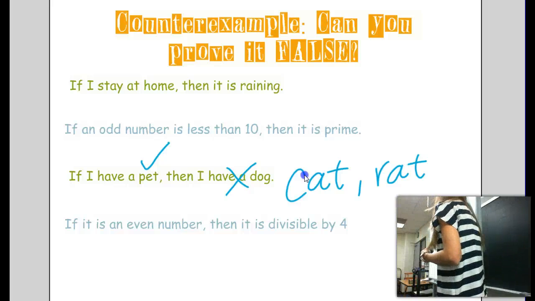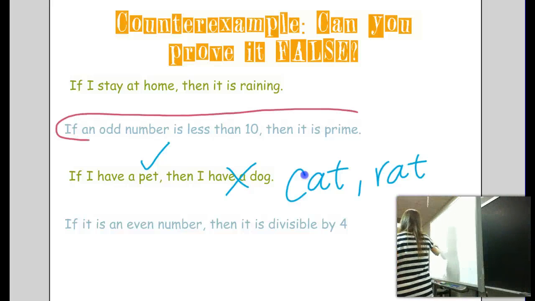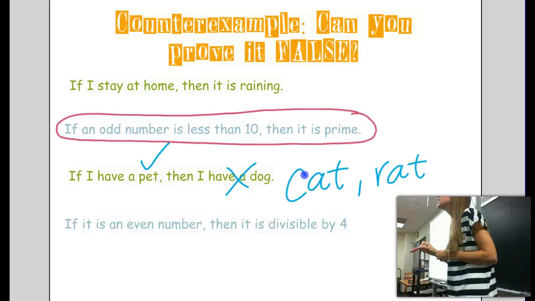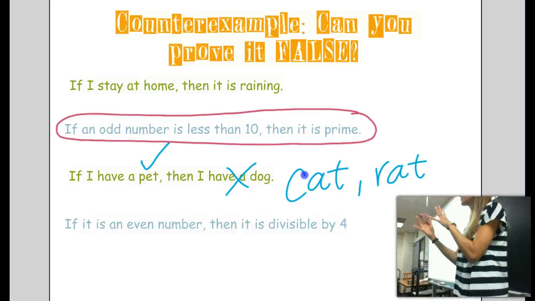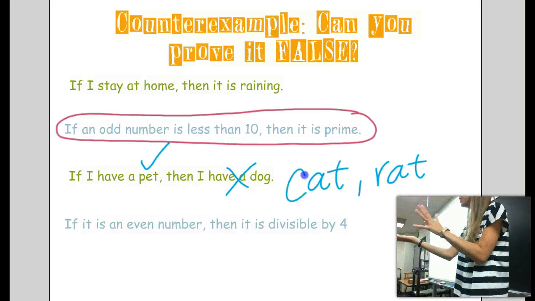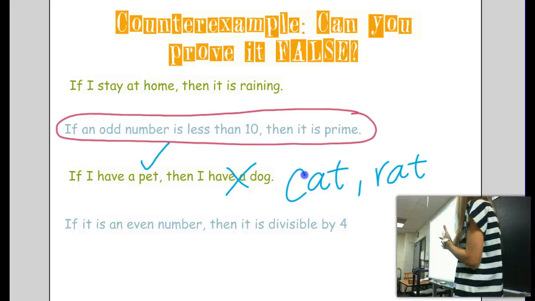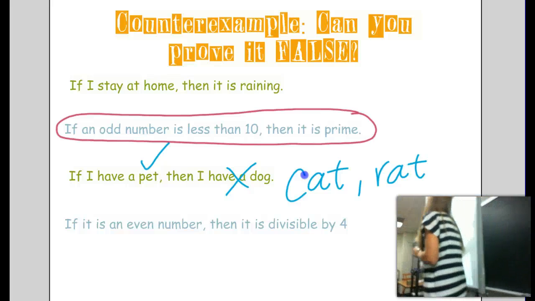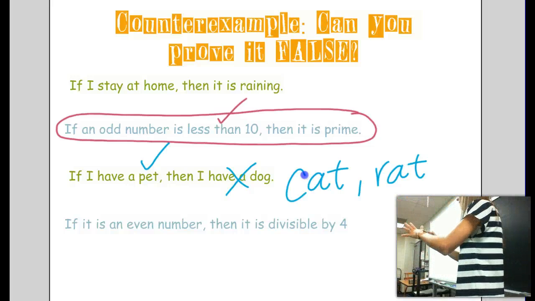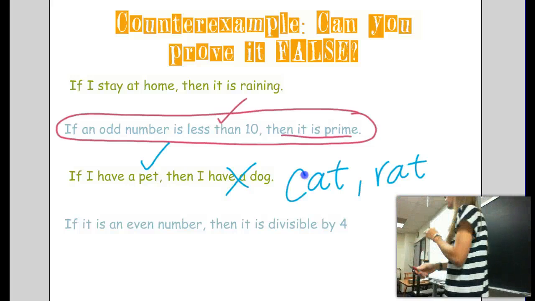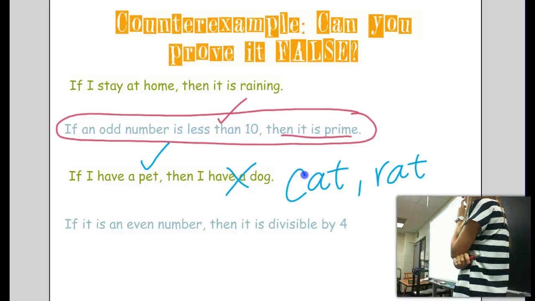Let's try this one. People use this in the real world. It's how you argue things. It's how lawyers use this to argue cases. If an odd number is less than 10, okay, so it needs to be odd and it needs to be less than 10, then it is prime. Do you know one? 9.